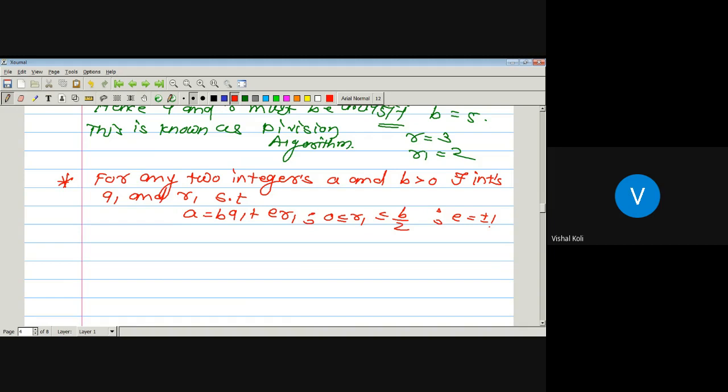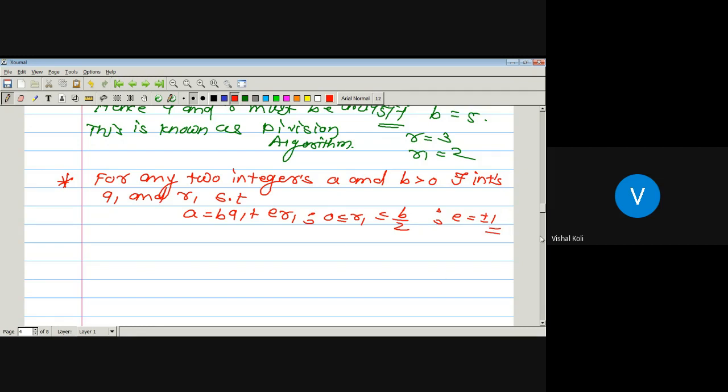Here we just have to use our previous theorem, that is the division algorithm. Here a and b are any two integers in which b is greater than 0. Then we have to prove that there exist integers q1 and r1 such that a is of the form bq1 plus er1, where the range of r1 is between 0 and b by 2, that is, greater than or equal to 0 and less than or equal to b by 2, and the value of e must be plus or minus 1.